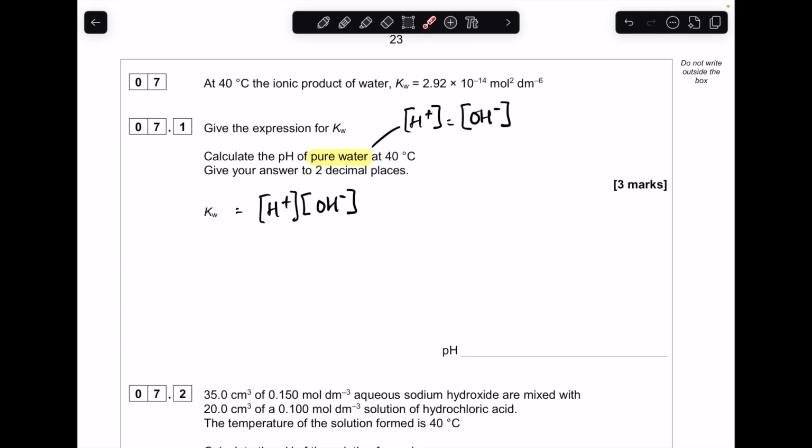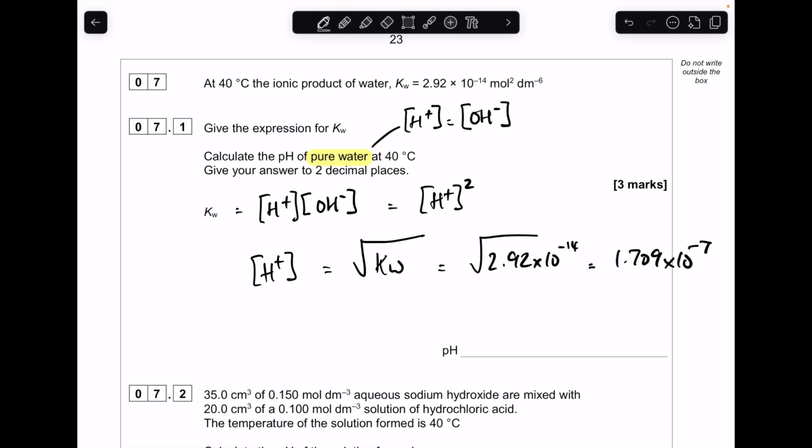So you'll notice I've written up there that in pure water, the H+ concentration equals the OH- concentration. So that means we can simplify Kw to the H+ concentration squared. So if we want to calculate the pH of this pure water, we need the H+ concentration. So Kw rearranges to H+ concentration is the square root of Kw.